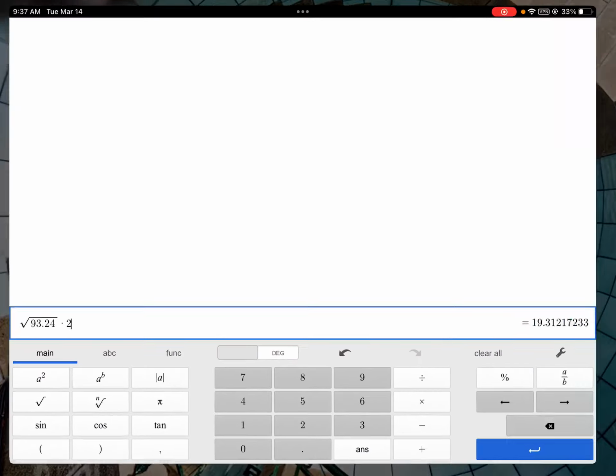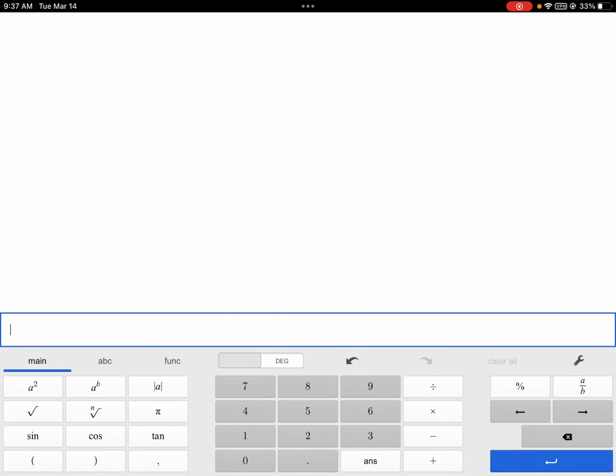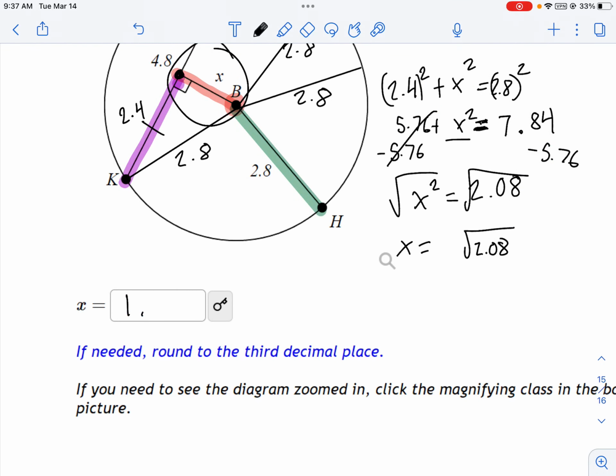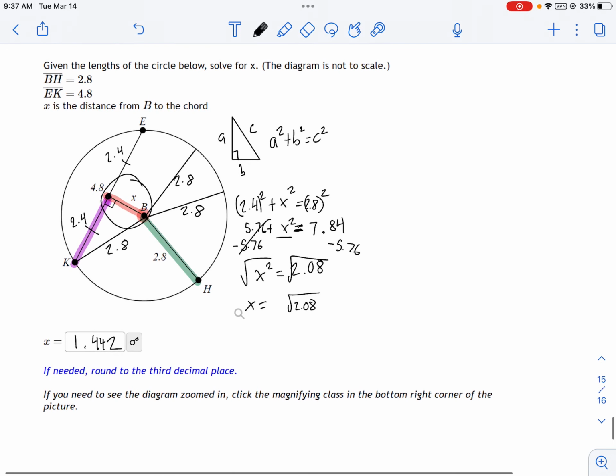So at this point, grab yourself a calculator that can handle a square root. Put 2.08 in a square root in a calculator, and we end up with 1.442. For rounding to the third decimal place, look to the fourth digit. That fourth digit is a 2, 1.4422, and that 2 is going to round down, which means it'll be 1.442 final. 1.442. There you go. And that is correct. You solve for your missing distance, you're good to go.